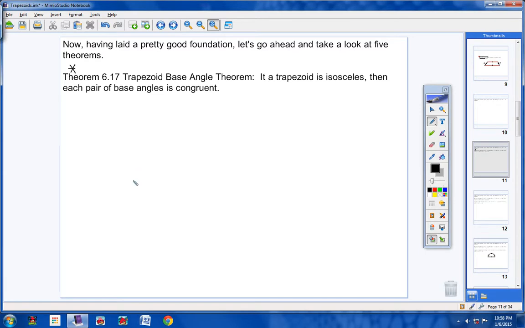Go ahead and copy that down, please. If a trapezoid is isosceles, then each pair of base angles is congruent.